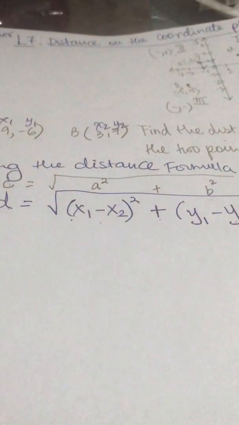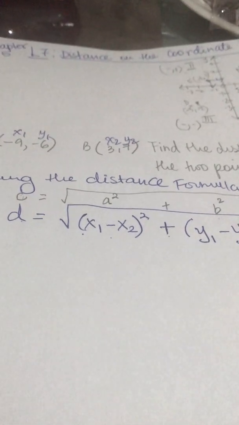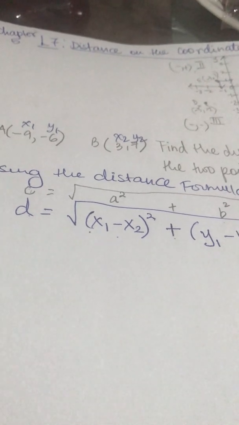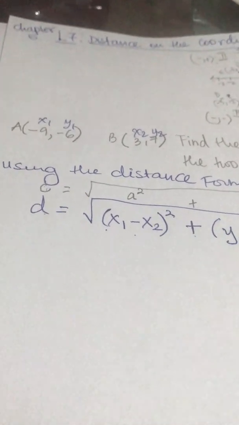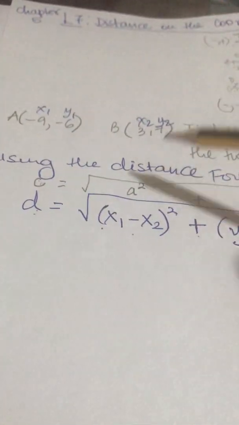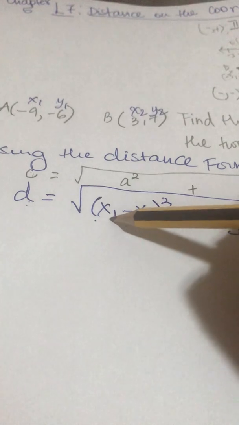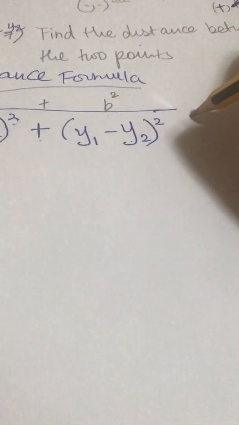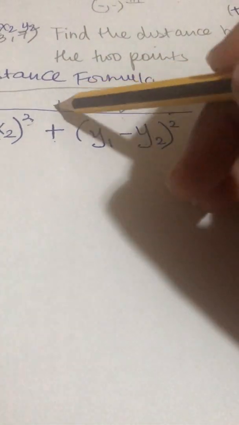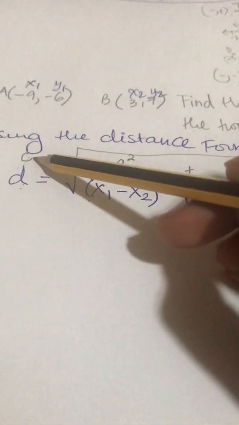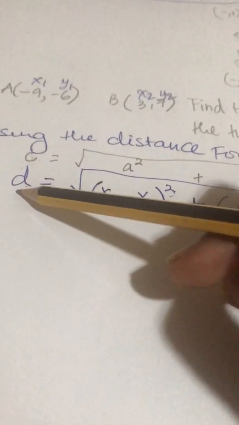So the question will ask, is there a relationship between the distance formula and the Pythagorean formula? Your answer should be yes, because C stands for D in the distance formula. A squared is found by (x1 minus x2) squared, and b squared is found by (y1 minus y2) squared. Okay? And then you will add, and then you will find the square root. This will help you find the C, the hypotenuse.